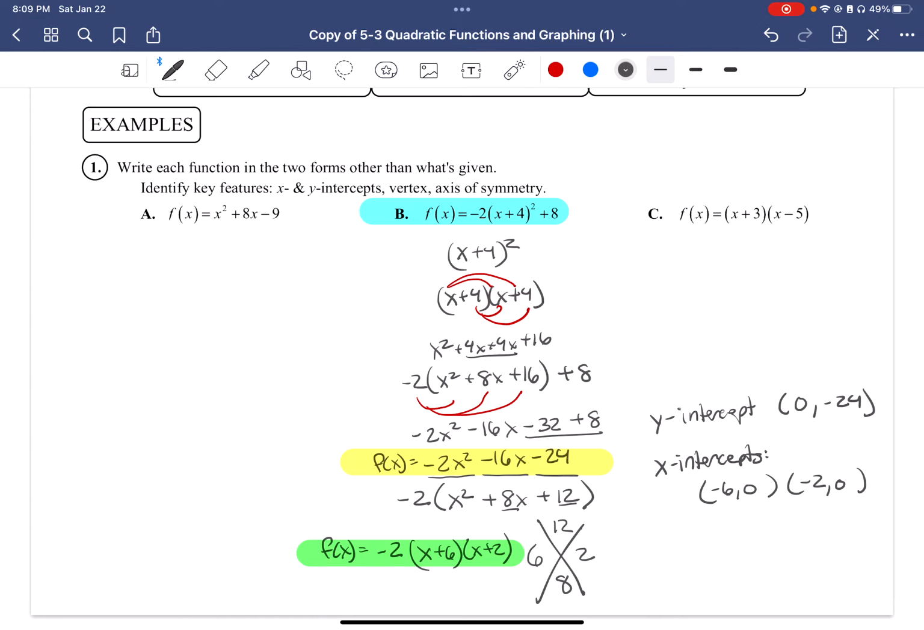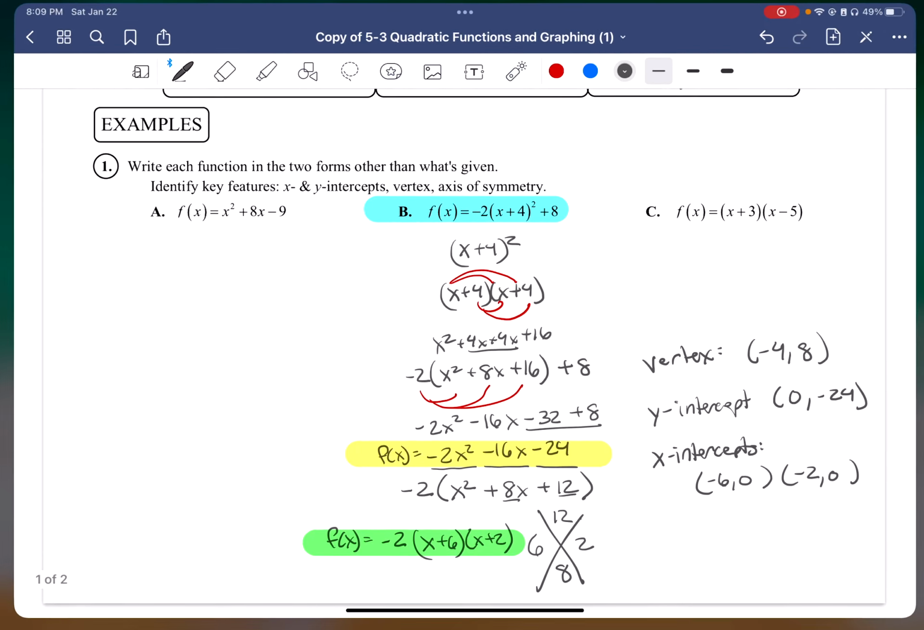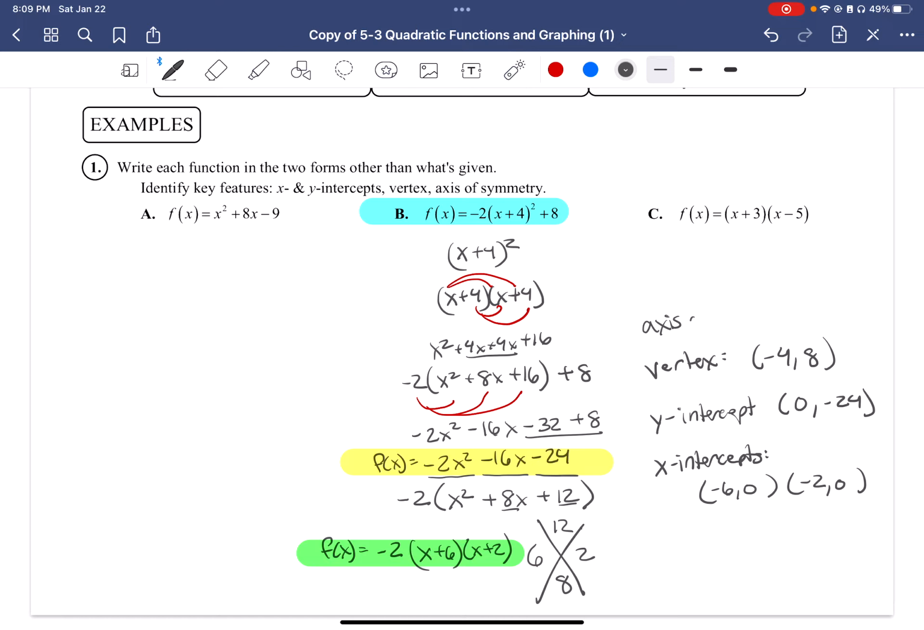Once you're in the right form, see how all of this information is just so easy to get out of all these forms. Our vertex, we're going to look at our vertex form, and it's going to be at the point -4 comma 8. And then we will also find the axis of symmetry, and it will just be at that line x equals h, so x equals -4. All right, so we have all of our key pieces of information, and now we can graph it.